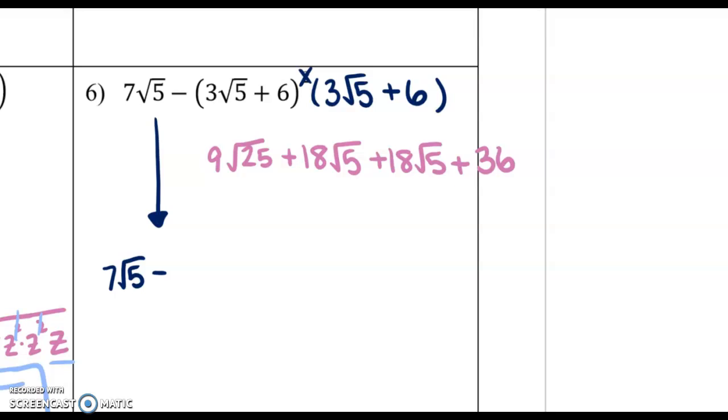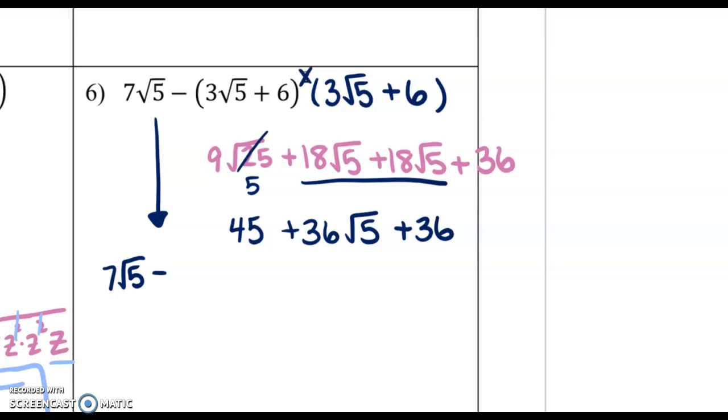So looking first at my square root, the square root of 25 is 5, so 9 times 5 gives me 45. Like terms in the middle, add those together gives me 36 root 5 plus 36. Then I have two constants here that I can add to give me 81, but this is still in parentheses.